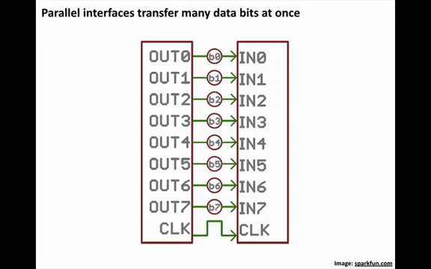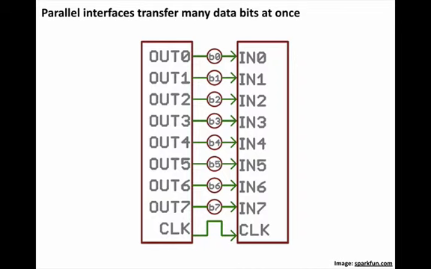Another interface that you'll run into quite a bit is a parallel interface. This transfers many data bits at once. So you can see here we have an interface that's transferring a complete byte, so 8 bits. On the device that is sending the data, you set all of those bits. You could do it at once, or wait and do them individually, or shift it in, and then you use a clock pulse to tell the receiving device, okay, clock in all of this data at once.